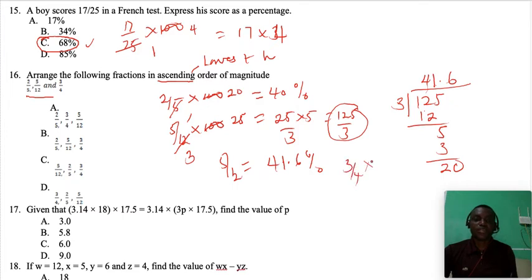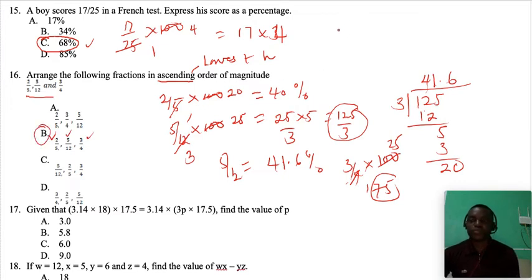Then we come to 3 over 4, which is 3 over 4 times 100. 4 goes into 4 once and 4 goes into 100 twenty-five times. So we get 75%. Which one is the least? It's 2 over 5. The next least is 5 over 12, and then this. So the answer is B.